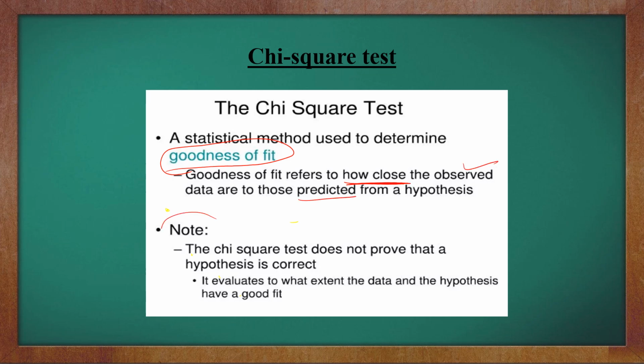One important note, guys: the chi-square test never checks whether the hypothesis is correct or not. Like in the Z test and T test, at the last step when we take a decision, we see whether we should go for the null hypothesis or not. But in the chi-square test, we never check whether the hypothesis is correct. We just evaluate and check what the goodness of fit is.